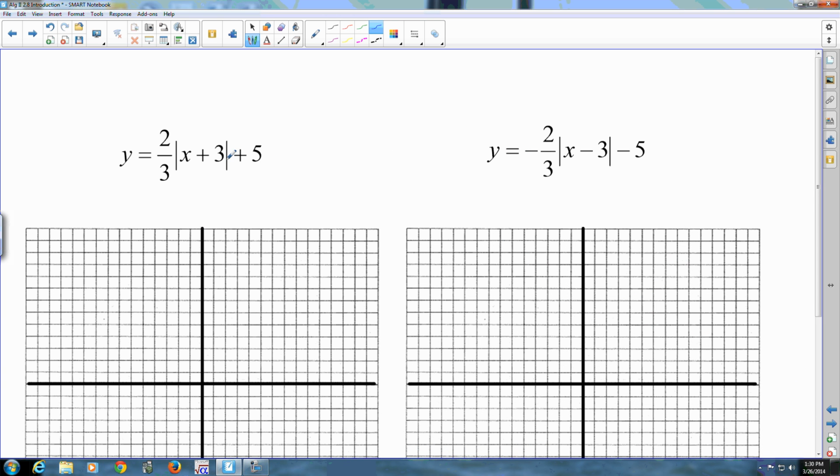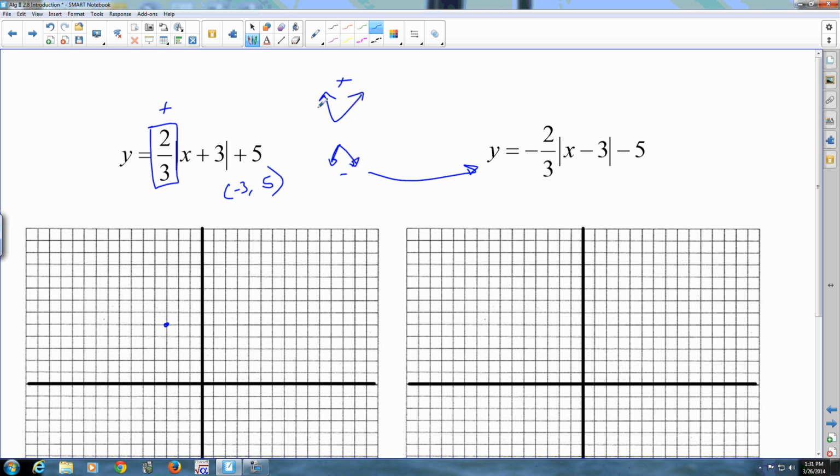Okay, so let's do another one. You're going to graph this one. You read this number opposite, so negative 3, 1, 2, 3, and then 5, 1, 2, 3, 4, 5. That's the corner point in this graph. Then it is either opening up or opening down. Because this number is positive, it's going to be opening up. This one is negative, so it's going to be opening down for this one.